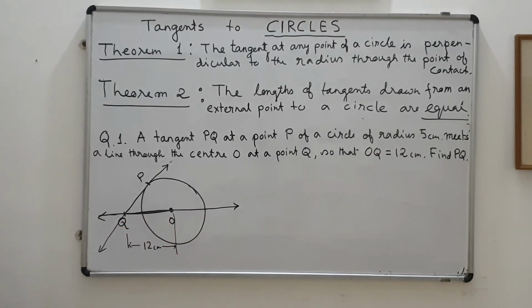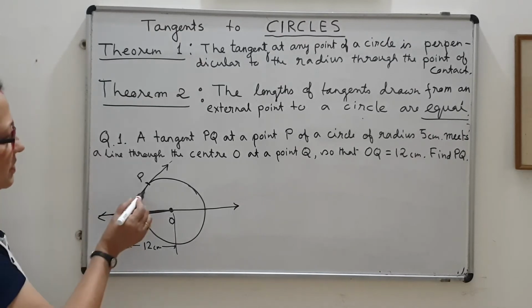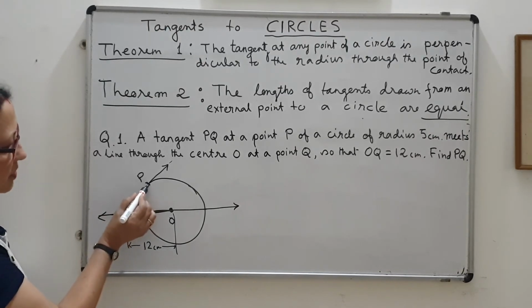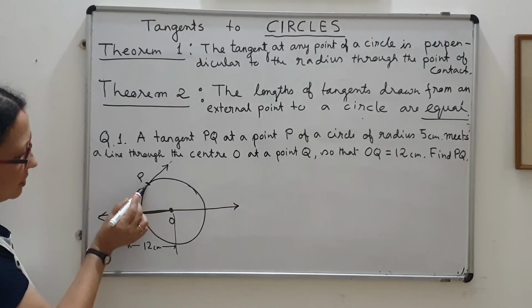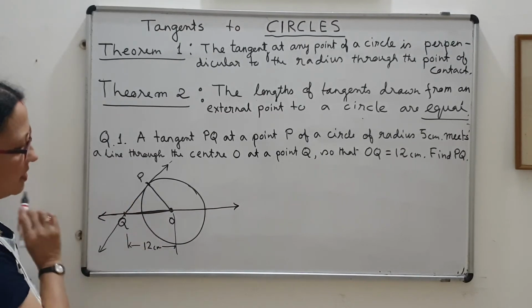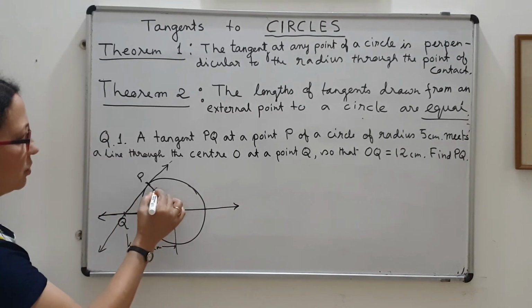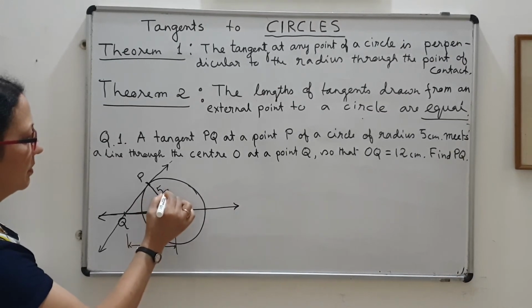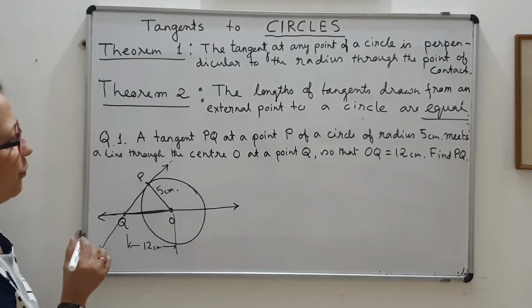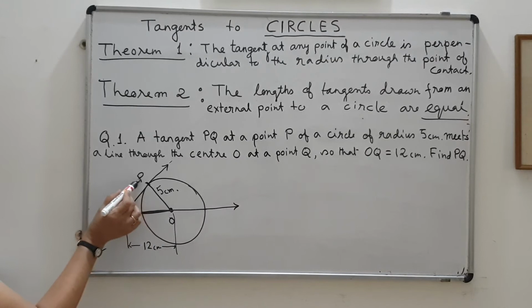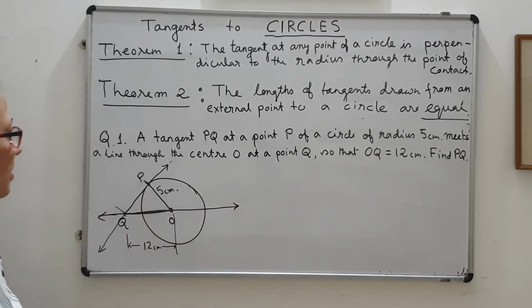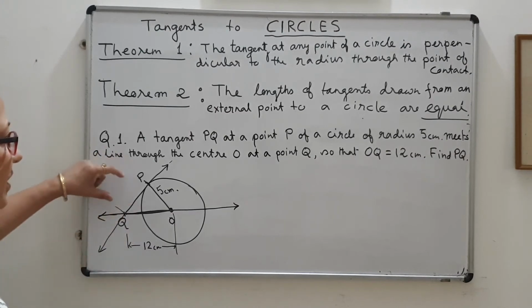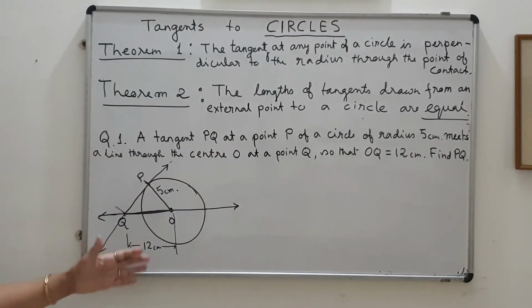And radius is also given. Since this is the point of contact, this point is on the circle. So if I join this with the center, this will be our radius, which is 5 centimeter. Now you have to find PQ. PQ is nothing but the length of the tangent. So we have to find the length of tangent. This is the question. So how will you proceed?